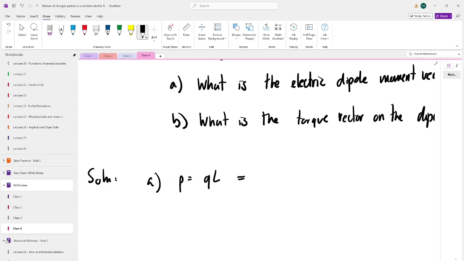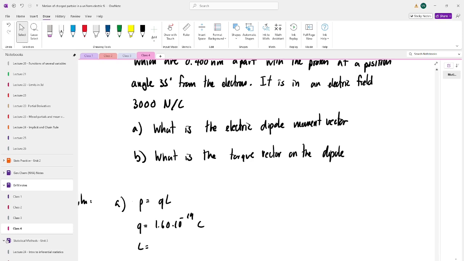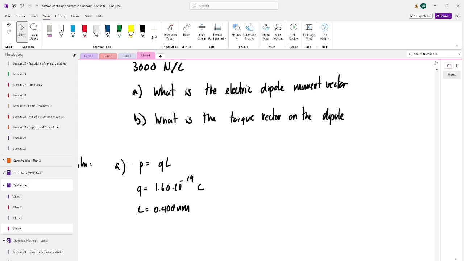So P is equal to Q times L. So we can just plug in what we know. So first of all, we have that Q is equal to 1.60 times 10 to the minus 19 coulombs. L is equal to 0.400 nanometers.